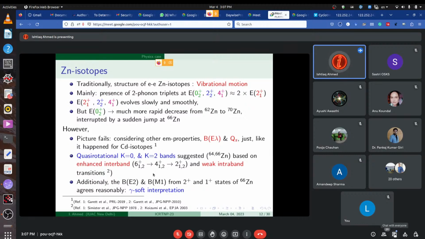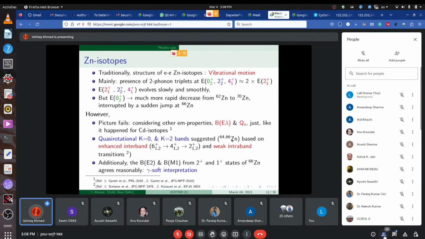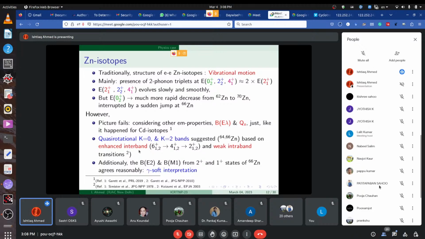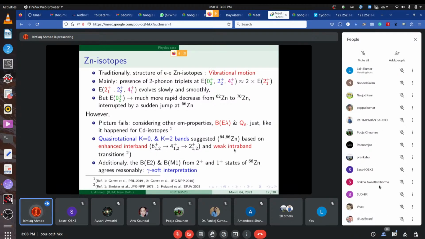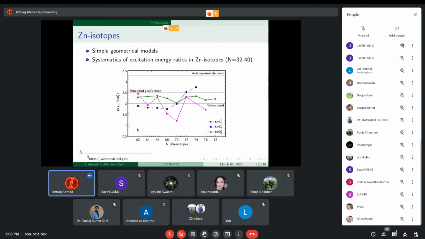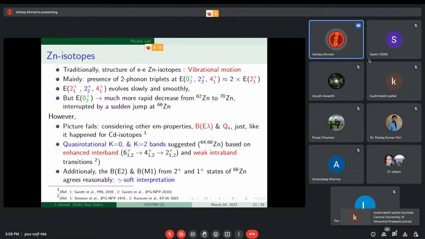So if you see, for example, 64 and 66 zinc and the K equal to 0 and K equal to 2 bands, then they were suggested as quasi-rotational from the enhanced interband transition and also from the weak intraband transition. Interband is from 6.1 to 4.1 to 2.1. Intraband is from 6.1 to maybe 4.2. And also if you look at 66 zinc, from the reduced strength for the E2 and for the M1, a gamma-soft sort of interpretation was given for 66 zinc.